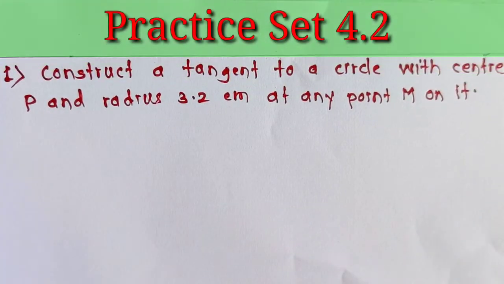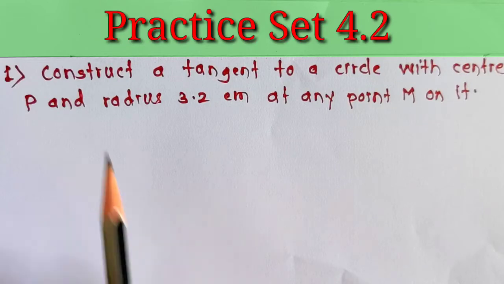Practice set 4.2, construction of tangent. In the construction of tangent, 3 points are there. First one, construct a tangent through a point on a circle. That is the first point. In that, 2 points are included: using center and without using center. And second one, draw a tangent to the circle passing through a point outside the circle. So let us see the first one.